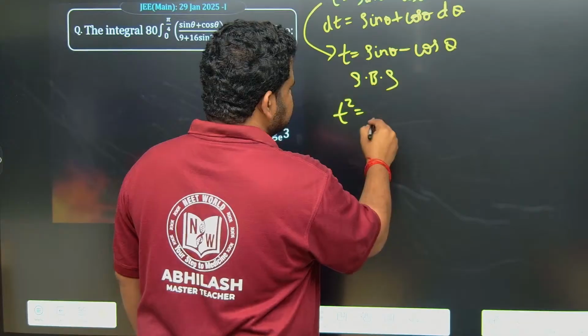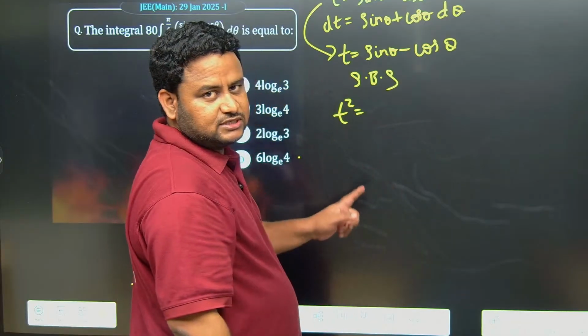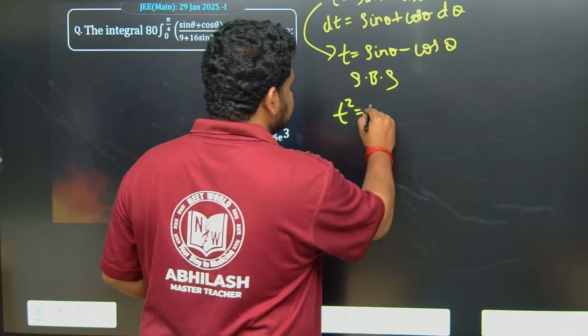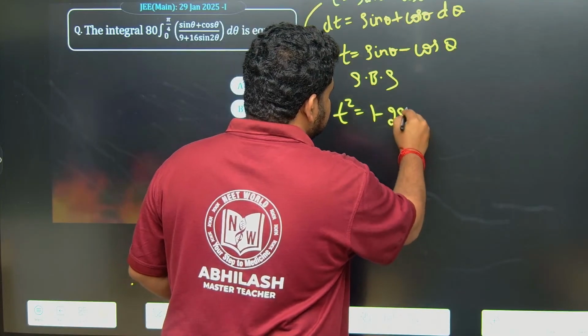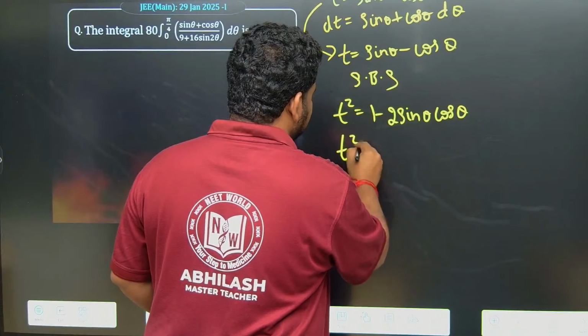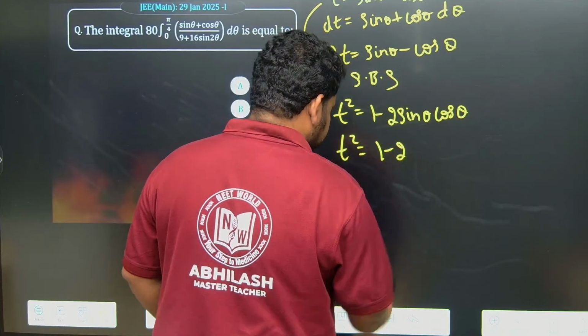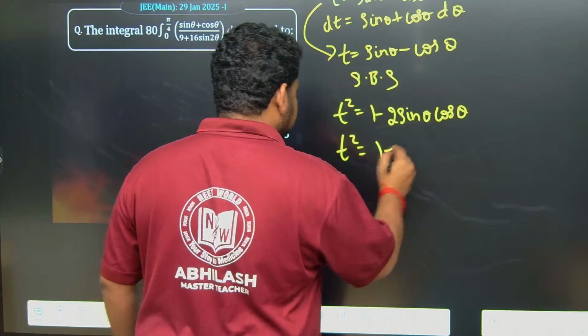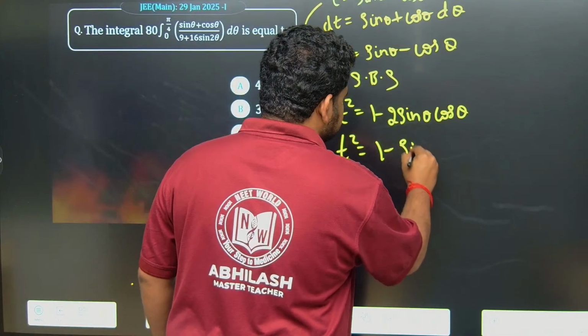That is nothing but (sin theta + cos theta)^2 = sin^2 theta + cos^2 theta minus 2 sin theta cos theta. That is nothing but 1 minus 2 sin theta cos theta. That can be written as t^2 = 1 minus sin 2 theta. I can write it as t^2 = 1 minus sin 2 theta.